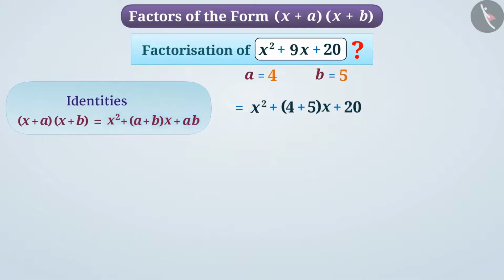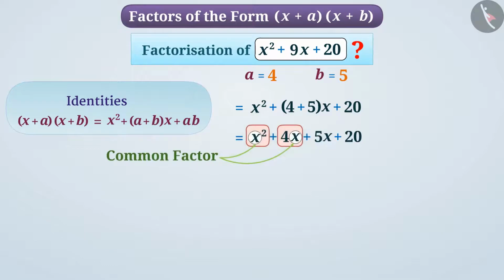We can write it like this by removing the brackets. X square plus into bracket 4 plus 5 x plus 20. X square plus 4x plus 5x plus 20. The first two terms have x as their common factor. So we can take x outside the brackets and represent this group as x into bracket x plus 4.